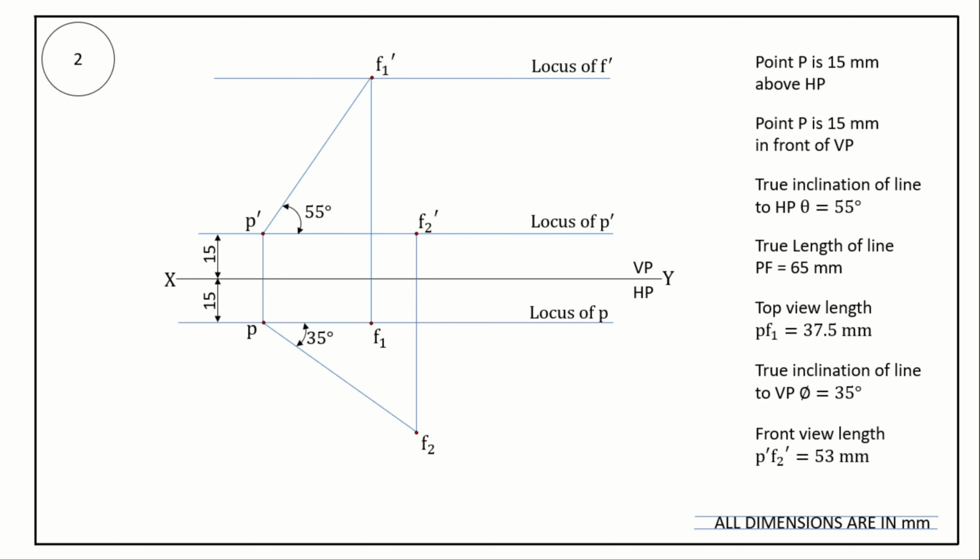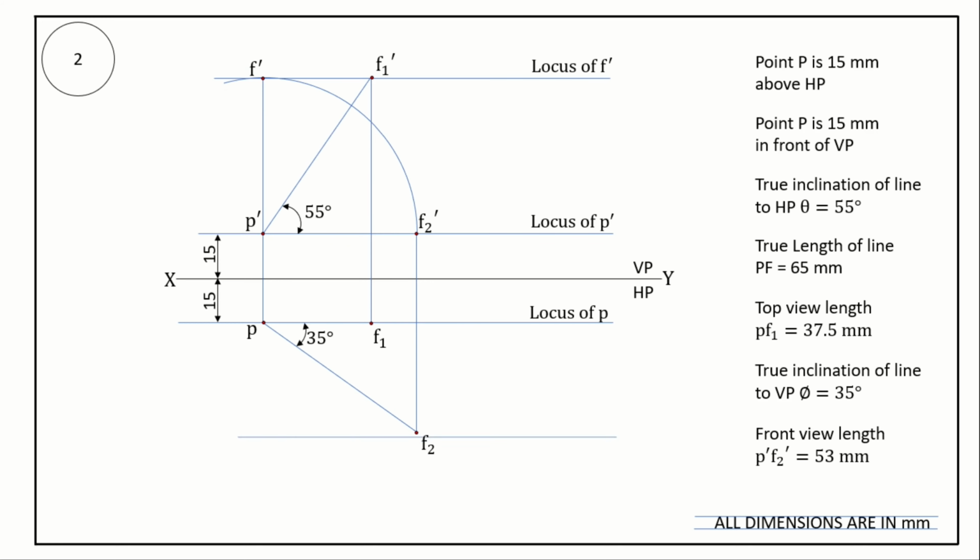From the point F1 dash, draw a parallel line to XY. This line is the locus of F dash. Now take a compass, measure the radius P dash F2 dash, which is equal to the front view length, 53 millimeter. Draw an arc. This arc cuts the locus of F dash at a point. Mark that point as F dash. Now join this line P dash F dash.